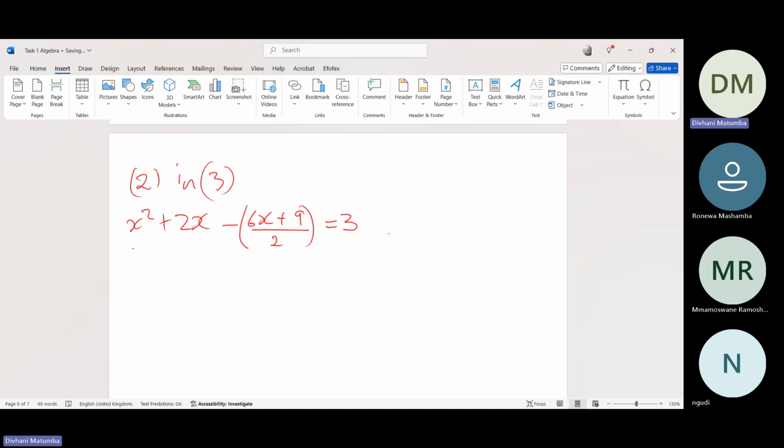So from here, I will have x squared plus 2x minus 6x divided by 2, which will give us 3x, and again minus 9 divided by 2, it will be 9 over 2. It's equal to 3.